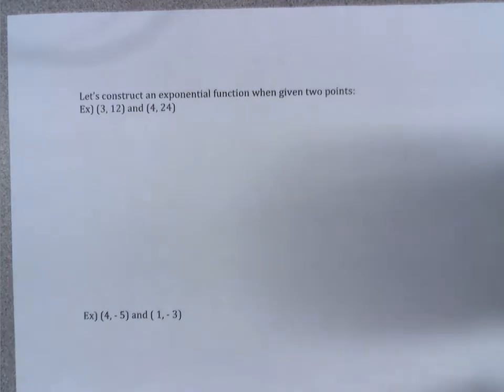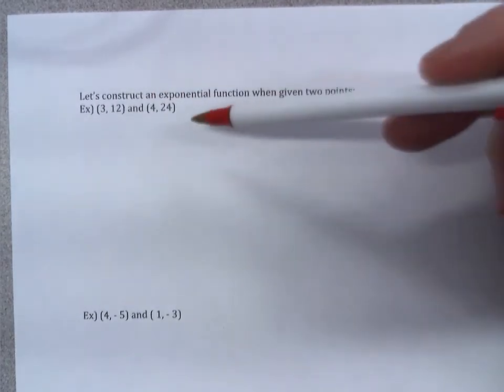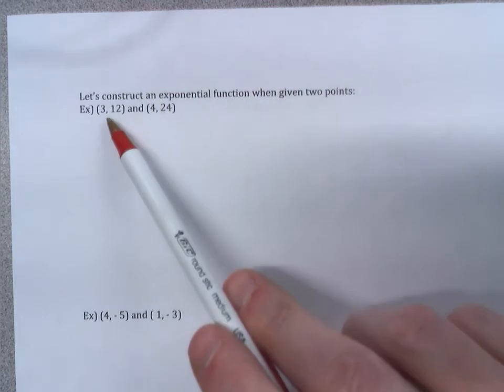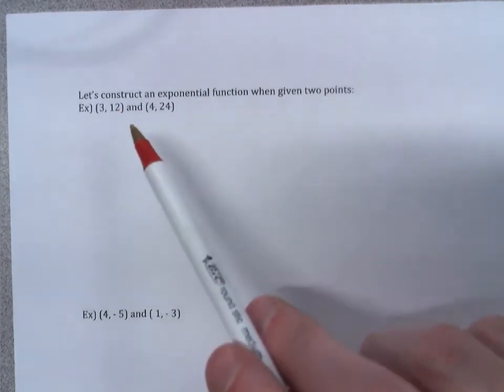Okay, now we are doing part 3 of lesson 6.2. Now let's construct an exponential function when given 2 points. So this is a little bit different. So we have these points here, (3, 12) and (4, 24). Let's talk about some of the things that we know here.